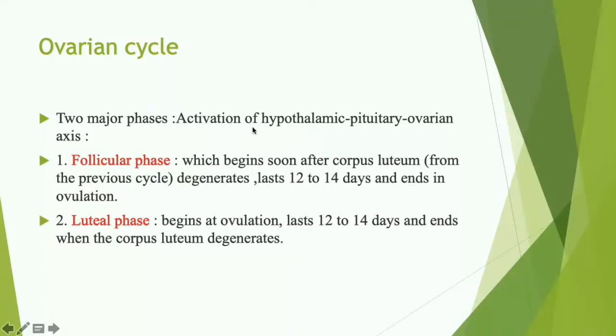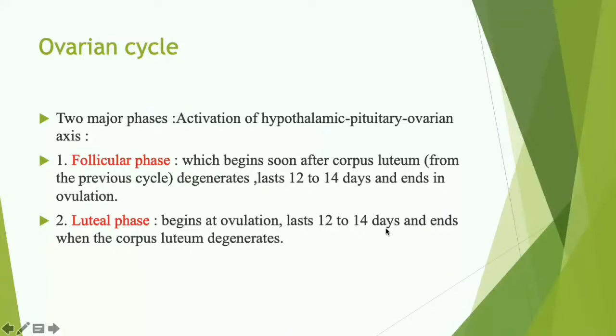Activation of the hypothalamic pituitary ovarian axis leads to what is known as the follicular phase and what is known as the luteal phase. So the follicular phase begins soon after the corpus luteum degenerates, that is, remember, from the previous cycle, and it lasts 12 to 14 days, and the end result is ovulation. Then after ovulation you enter what is known as the luteal phase, which begins at ovulation, lasts 12 to 14 days, and it ends when the corpus luteum degenerates.